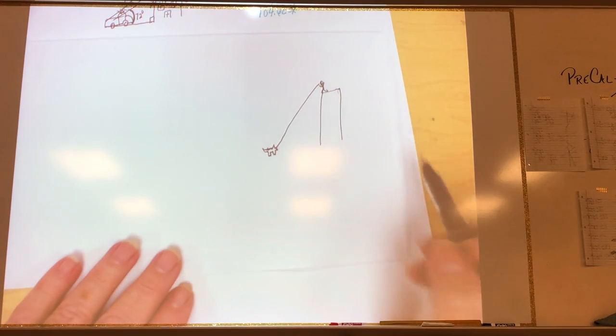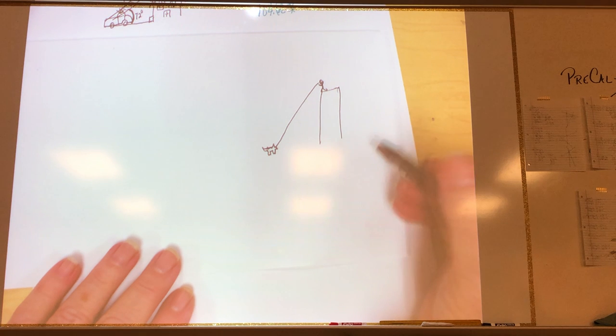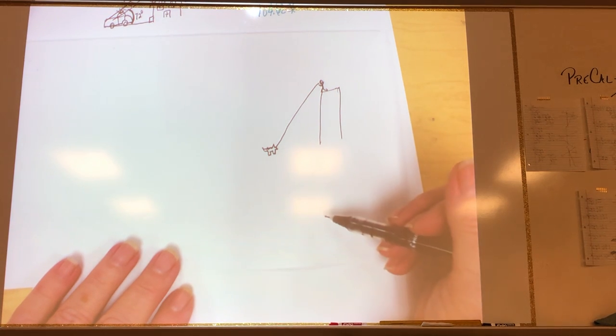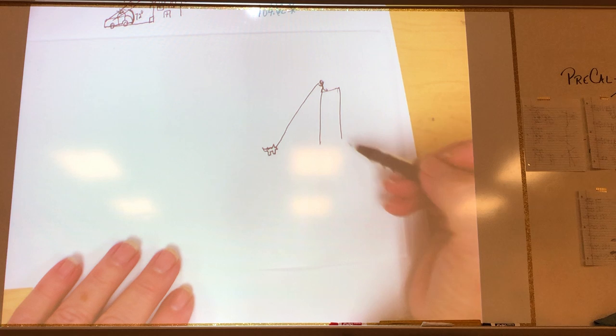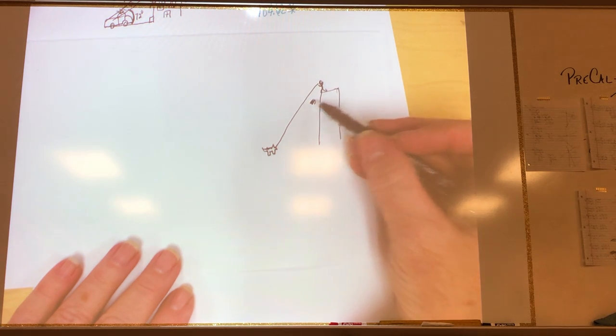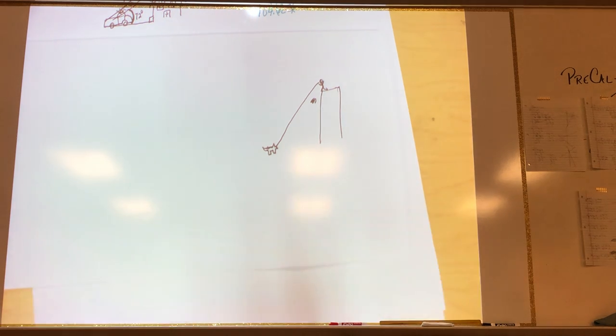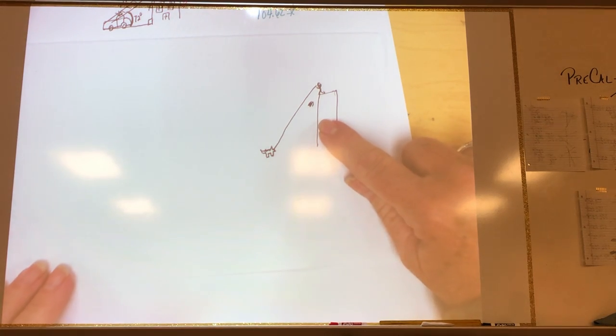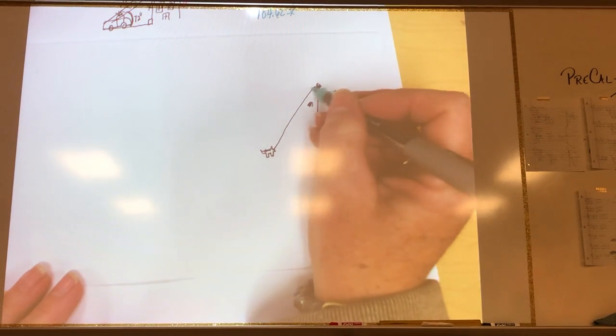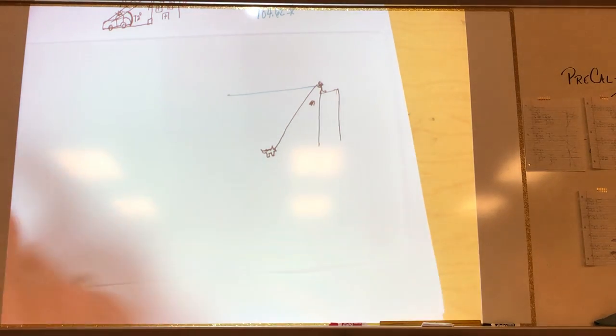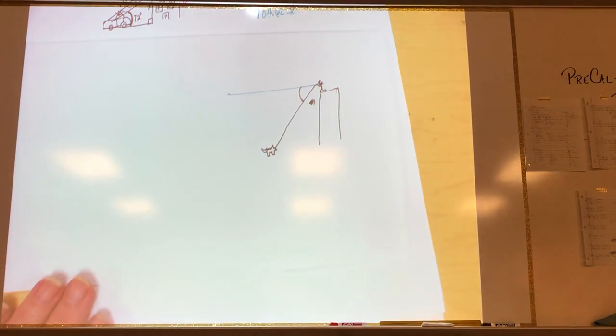Now, listen to me. The angle of depression from the guy to the dog, is that this angle right here? No. Okay, so listen to me. From the guy to the dog, the angle of depression. What did we say about angles of elevation and angles of depression? They're formed with a horizontal. Is this a horizontal, people? No. So you have to draw the horizontal. Okay? This is the angle of depression.